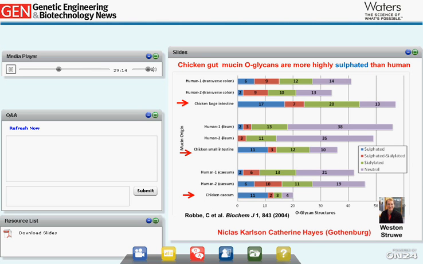So if you really get into glycan analysis, then this is where the cutting edge is, and this is where the real challenge is to the analyst.